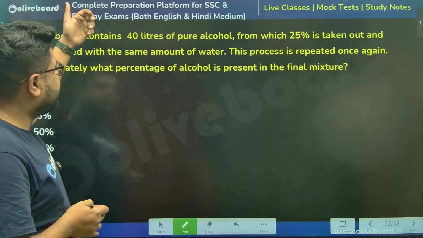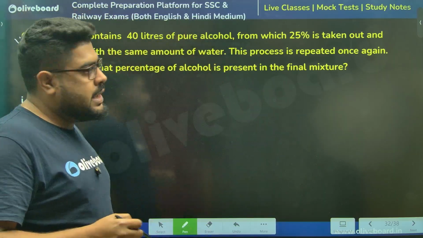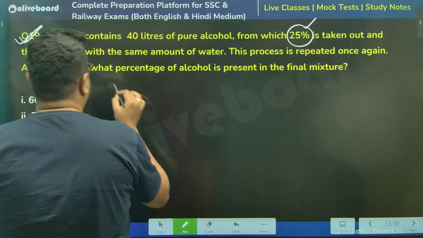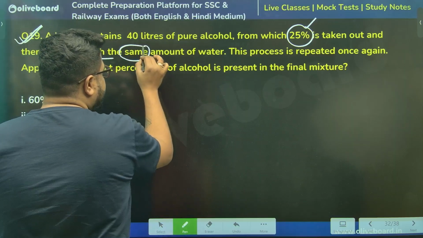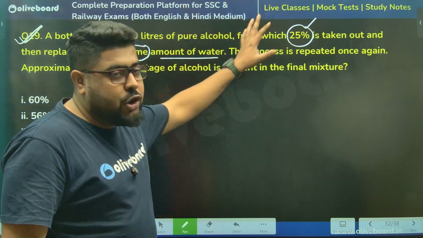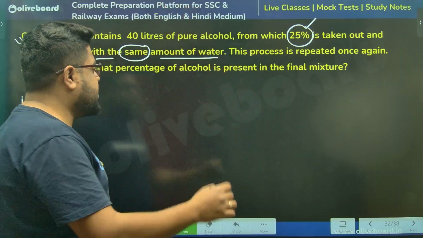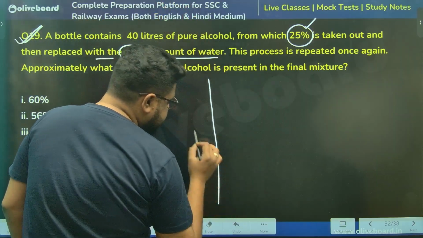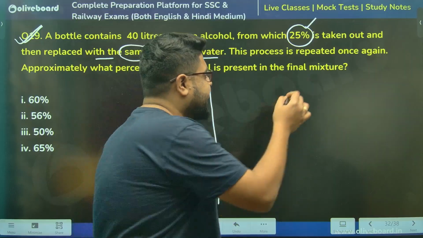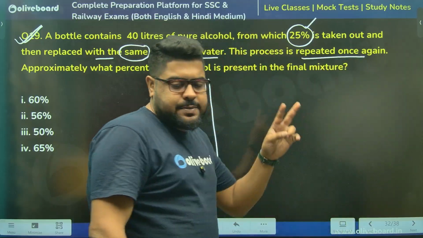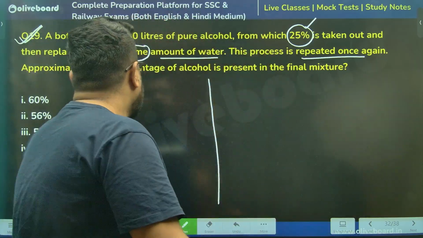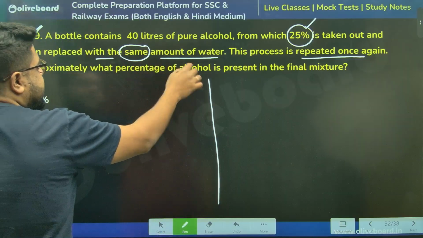A bottle contains 40 liters of pure alcohol, out of which 25% is taken out and replaced with the same amount of water. This means this is a pure replacement. The total volume is constant. I'll show this to you in two ways, with formula and without formula. The process is repeated once again, meaning the replacement has been done twice in total. Now, approximately what percentage of alcohol is present?